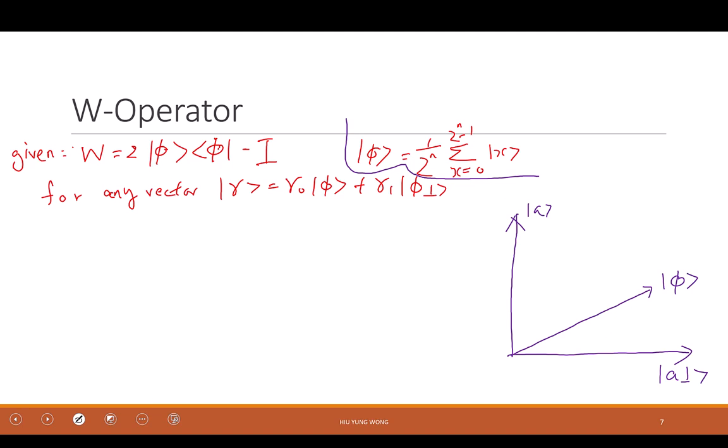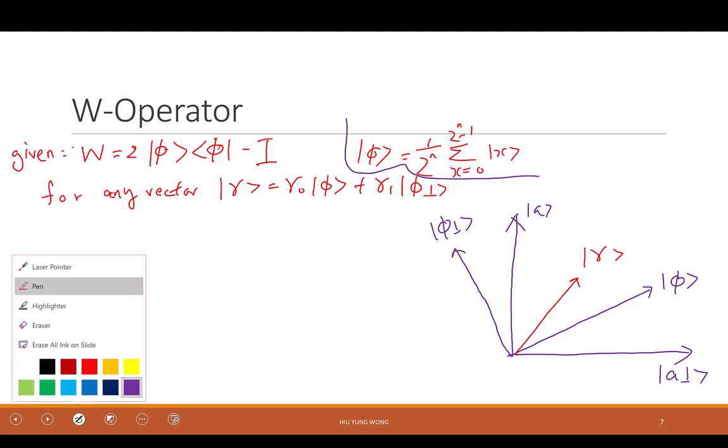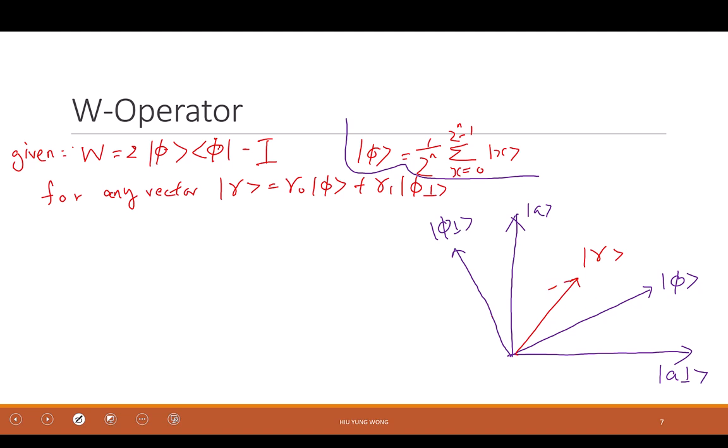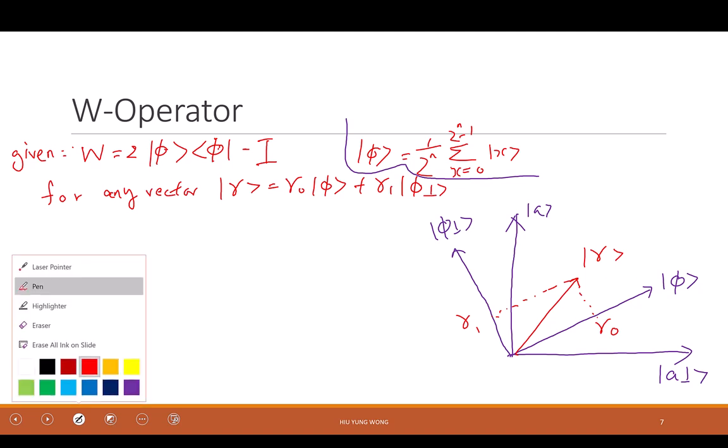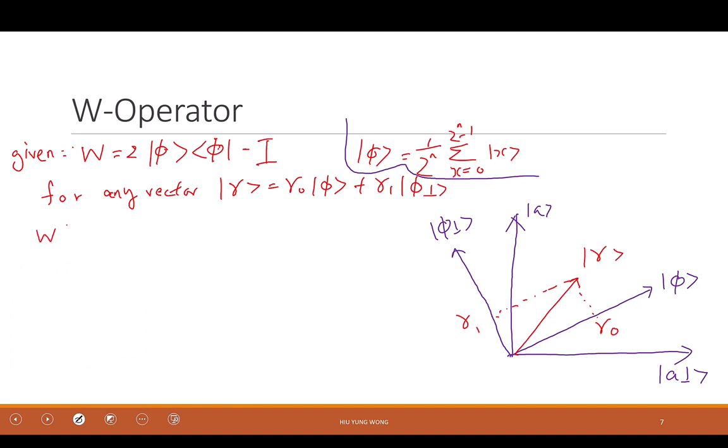Now for any gamma, let's say here, I did not draw to scale. I should have unit vectors, but don't worry about that. Of course I should also draw the perpendicular vector; psi perpendicular is perpendicular to psi. For any vector gamma, I should be able to decompose it into two components: this is gamma 0 of psi, and this is gamma 1 of psi perpendicular. I'm allowed to do that. So with this vector, let me see the effect of W on gamma.